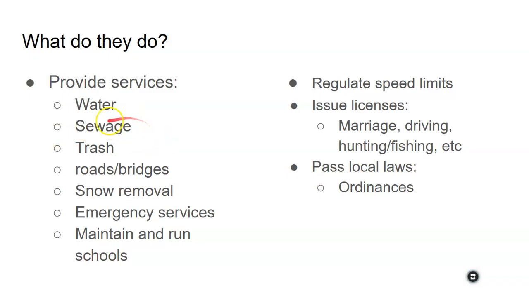Also, we have our own sewage. It's called a leach field, but if you live in town, your sewage is part of the water treatment plant, and that is all governed and run by your local town or city. Trash services, sometimes those are things that people have to pay for themselves, but sometimes it is provided by your city. Roads and bridges are always maintained by these local governments.